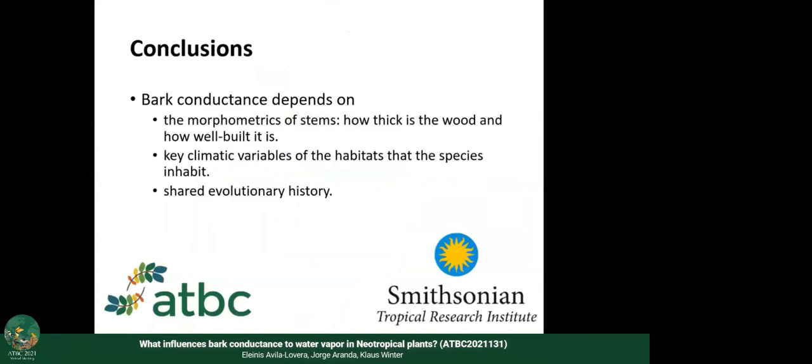So with that, we conclude that bark conductance depends on the morphometrics of the stems, so how thick the wood is and how well built it is. Key climatic variables of the habitats that the species inhabit, so seasonality of precipitation and temperature were the main ones, but also shared evolutionary history. So this indicates that bark conductance is a trait that is very variable among species and that can actually respond to changes in the climate. And this can be important for how plants will respond to future climate change.